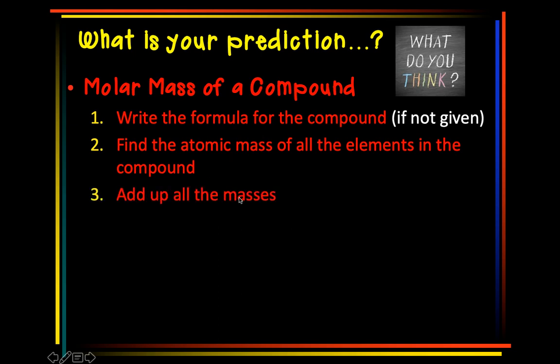Then you add them all up. Maybe that's what you were thinking. You're like, oh, if I want to find the molar mass of a compound, I add up all the individual element molar masses. That's what you do. You need the formula, the individual atomic masses, add them all up.